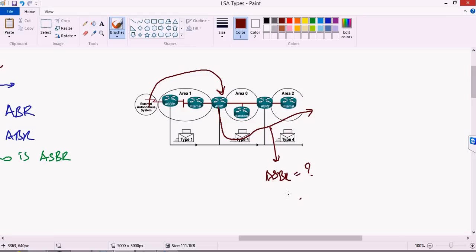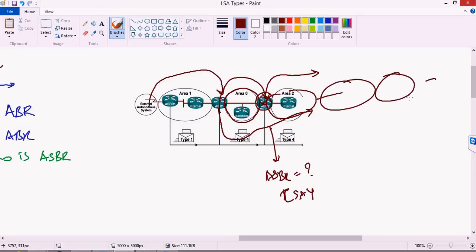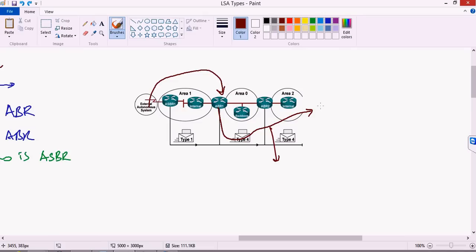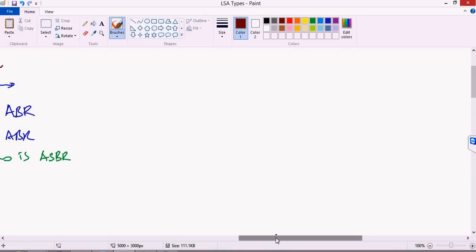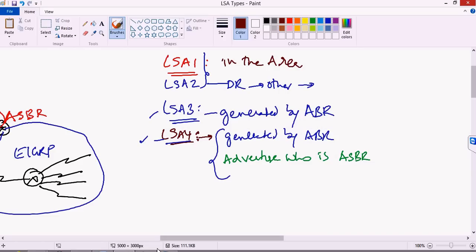Okay, and then finally we have something called LSA5, which is generated by the autonomous system border router. Who will generate these LSA5 messages? LSA5 messages are generated by the autonomous system border router. So this is the border router, the ASBR router. It is going to receive the routes and then redistribute them into OSPF. Generally, whatever routes, advertisements, or messages relating to external routes are redistributed into OSPF, we call them LSA5.